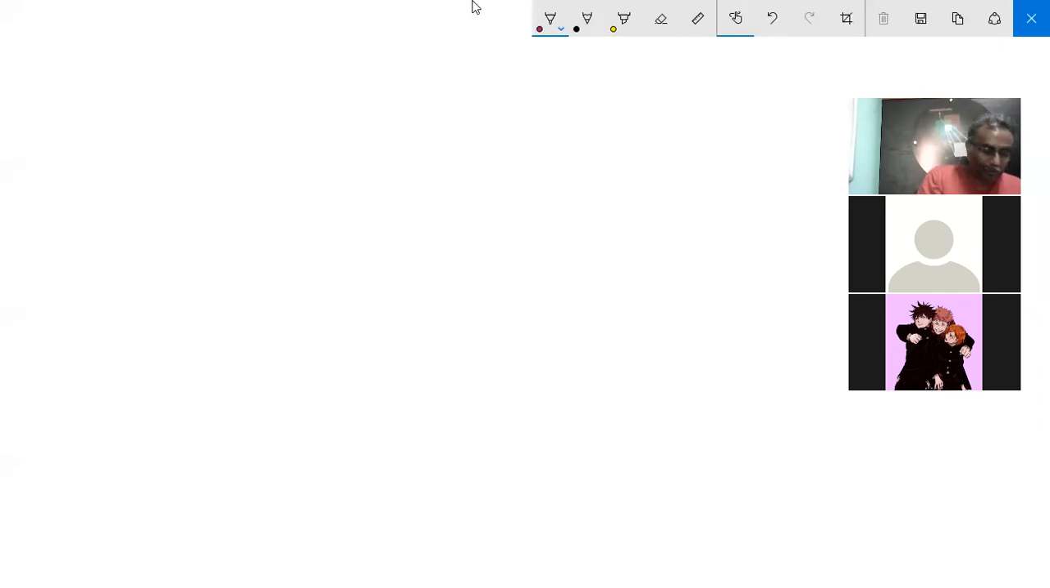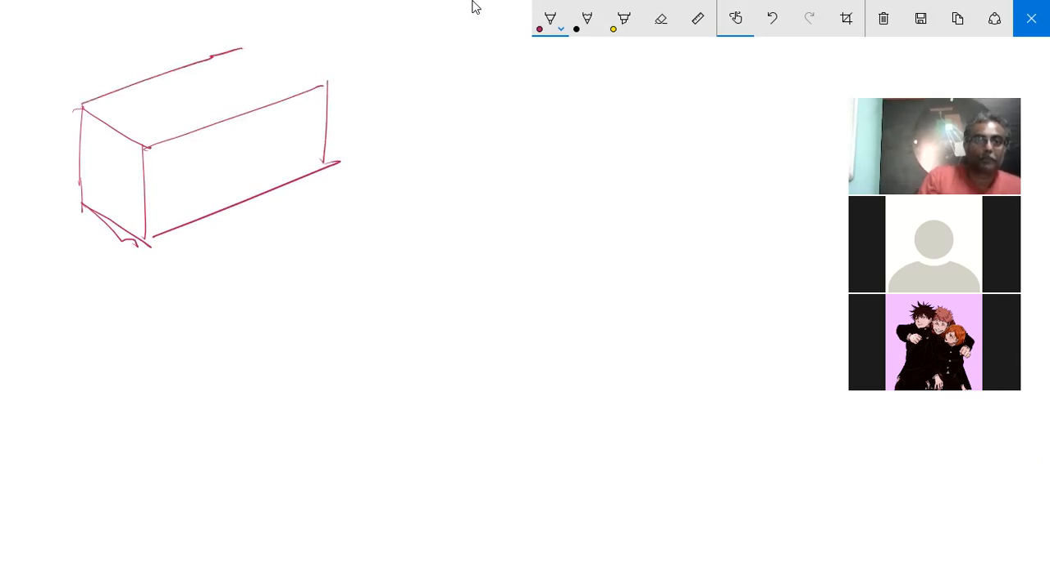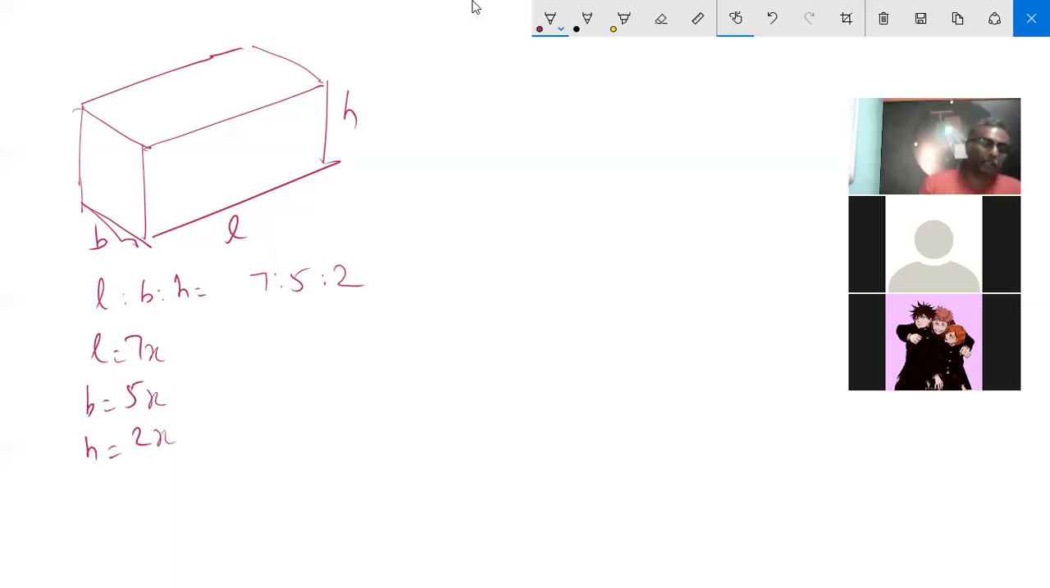Okay, so a cuboid is there. This is length, height, breadth. The ratio of length to breadth to height is 7:5:2. So let length be 7x, then let breadth be 5x, and let height be 2x. You just take it like that. Some x is there, we don't know what that x is, you have to find it out.